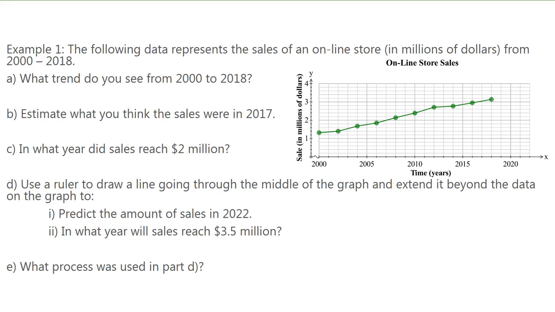So example 1. The following data represents the sales of an online store in millions of dollars from the year 2000 to 2018. Now what trend do you see from 2000 to 2018? Well, as time goes on, the sales increase as well. So we have an upward trend here. So we can say that sales have increased every year since 2000.